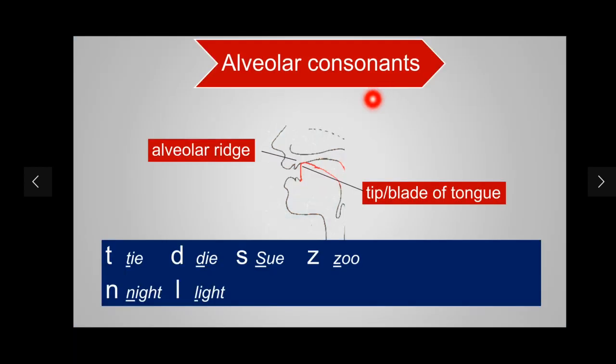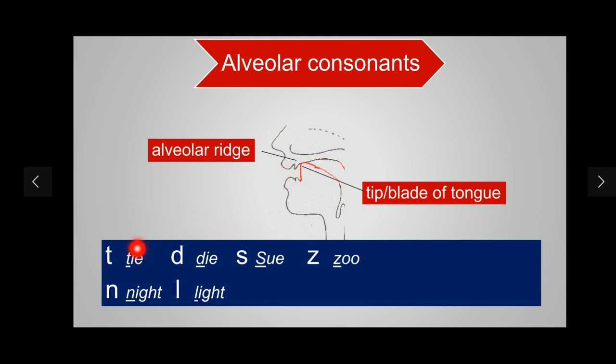Here we have some more sounds which are technically called alveolar consonants, because there is the use of the alveolar ridge. So where is the alveolar ridge? The alveolar ridge is just behind your upper teeth. Just take your finger and see what comes after, behind the upper part of the teeth. This area is called the alveolar ridge.